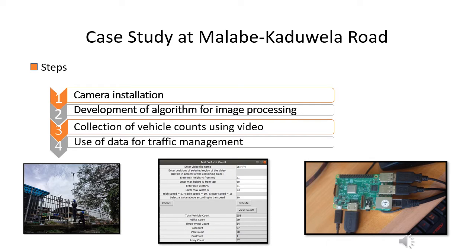Second step is development of algorithms for image processing. Third step is collection of vehicle counts using video. A graphical user interface is used to collect vehicle counts in a video, and a Raspberry Pi board is used to collect real-time vehicle counts. And finally, use of data for traffic management.